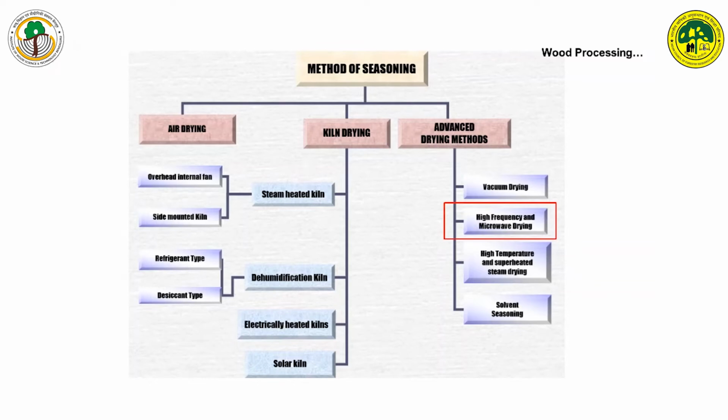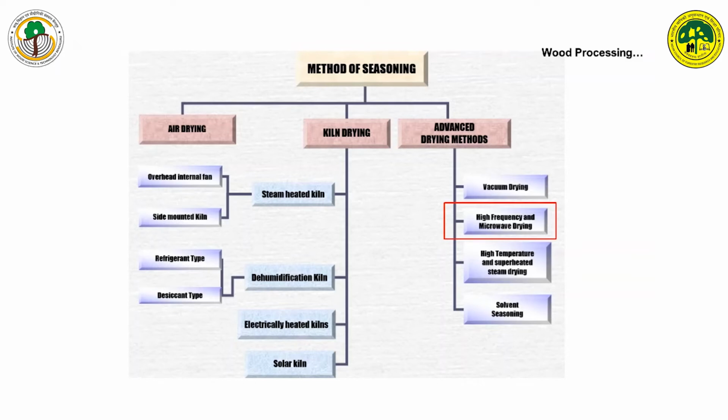Kilns basically depend on which method we are using to heat our chamber. It can be steam heated, or electrically heated, or even solar heated. We also use dehumidification. Again, the heating can be electrical or steam, but we use a dehumidifier. So these are the traditional kiln drying methods.